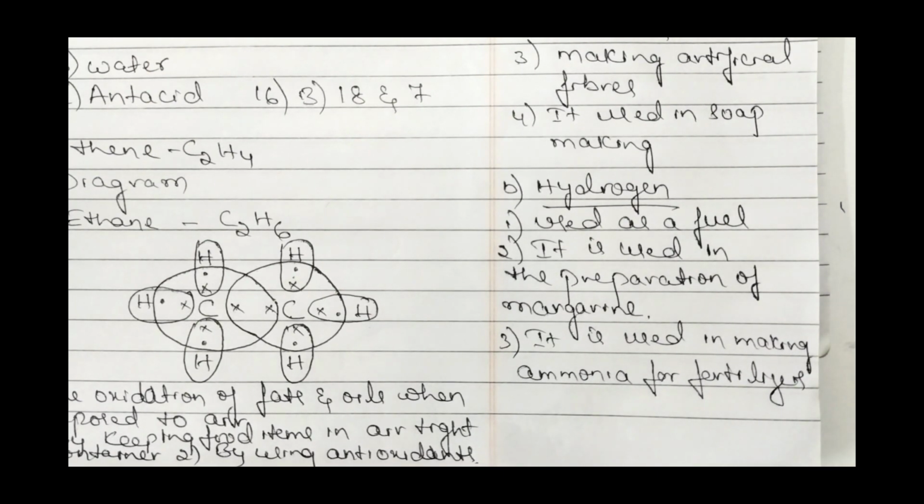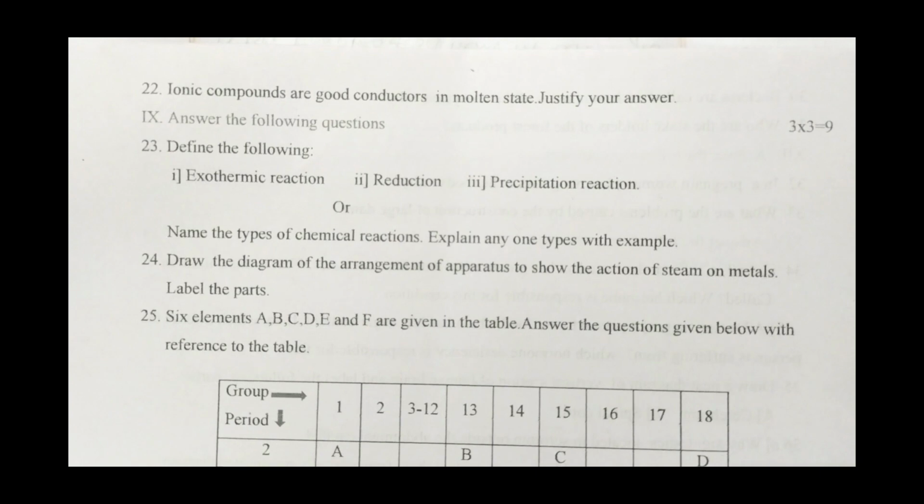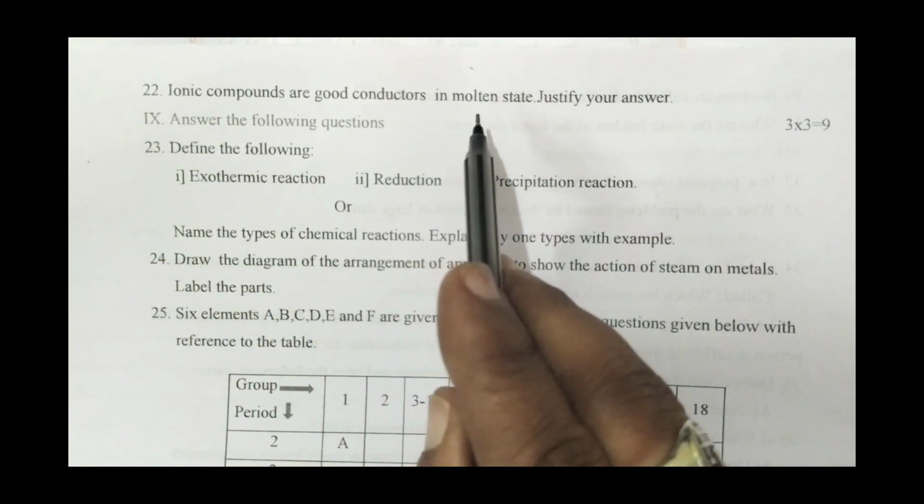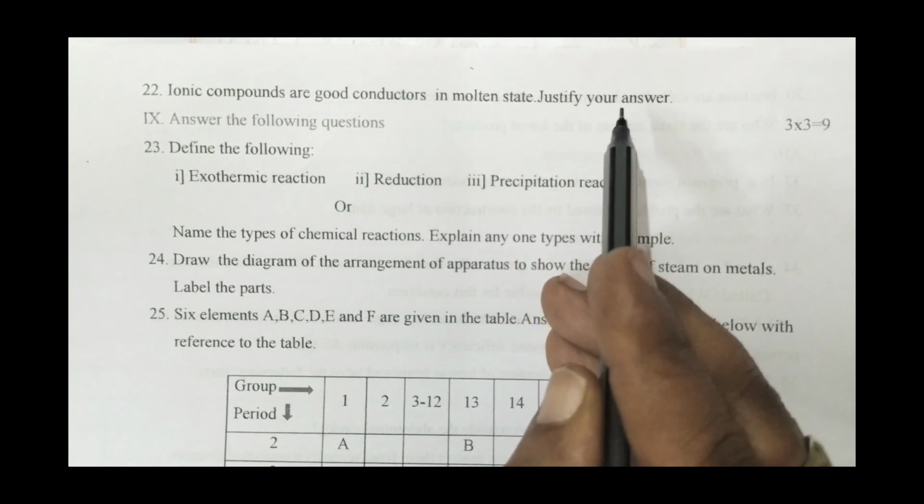So these are the uses of hydrogen. So now let us move to question number 22. The 22nd question is: ionic compounds are good conductors in molten state. Justify your answer. So let us answer this question now.